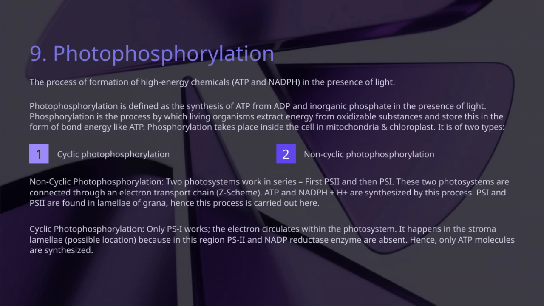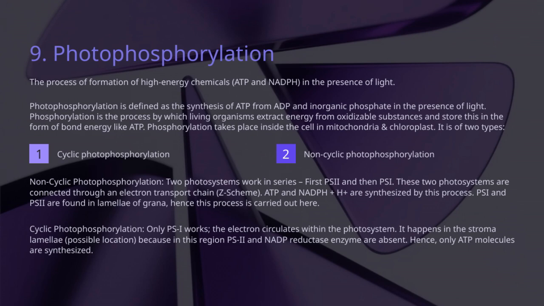To connect everything, photophosphorylation refers to the process of synthesizing ATP from ADP and inorganic phosphate, and this happens in the presence of light. It's a way for living organisms to extract energy from light-dependent reactions, storing it in high-energy molecules like ATP and NADPH. And remember, this process occurs inside cells, specifically in mitochondria and chloroplasts, which are the energy hubs of the cell.